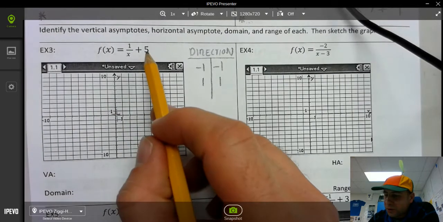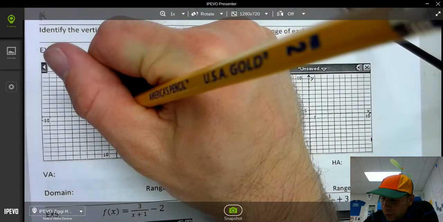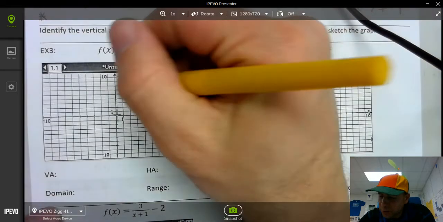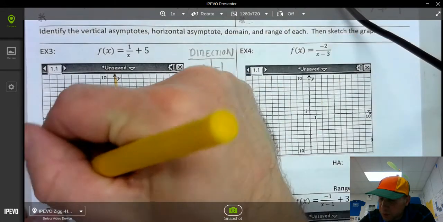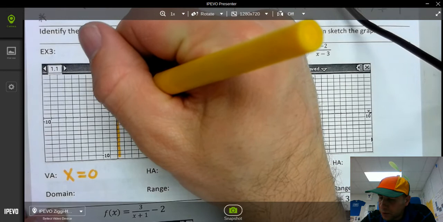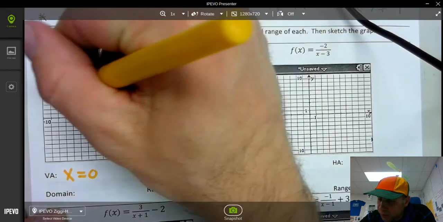So in this case, we go up 5, so we move the asymptotes up 1, 2, 3, 4, 5. So we know that the vertical asymptote didn't move, so it's x equals 0. And we know the horizontal asymptote moves up 5. So y equals 5.